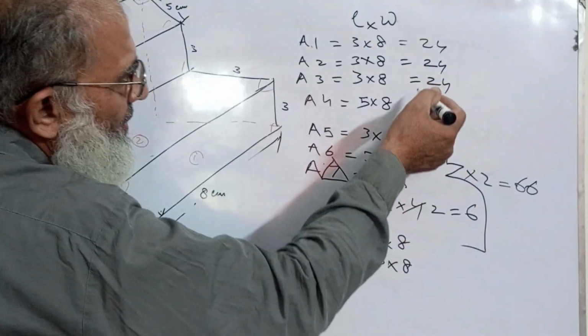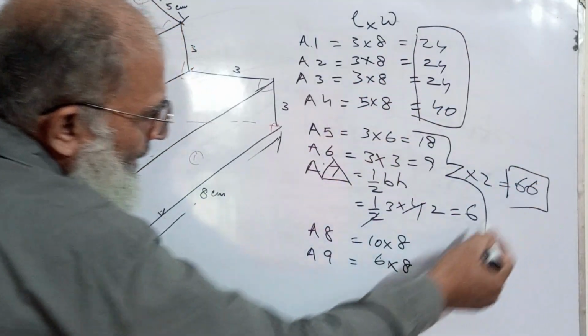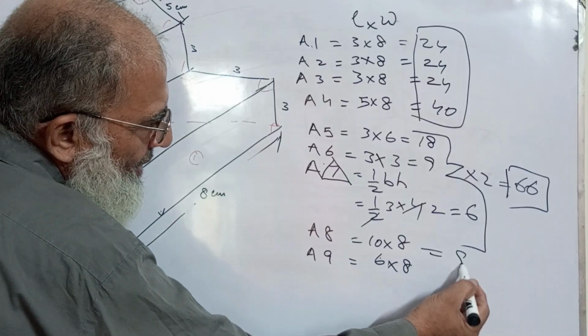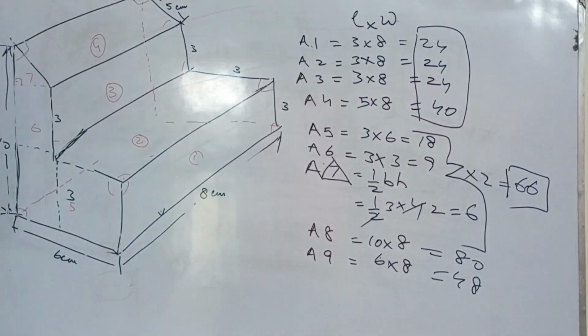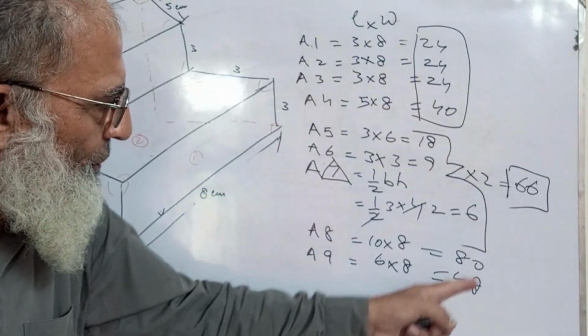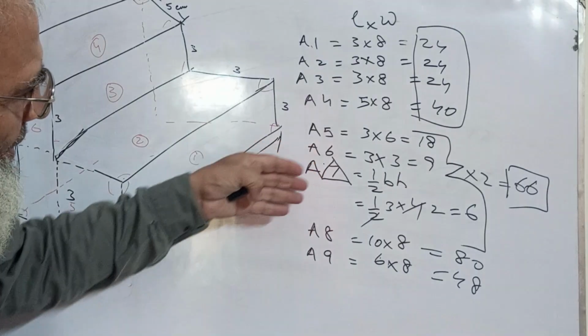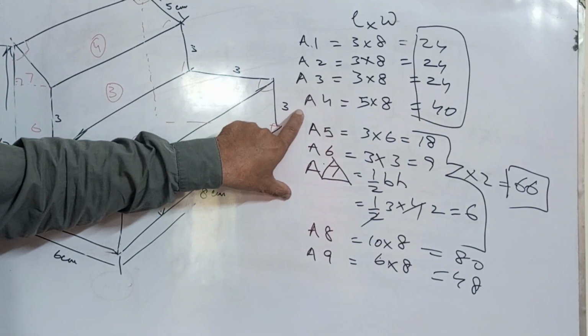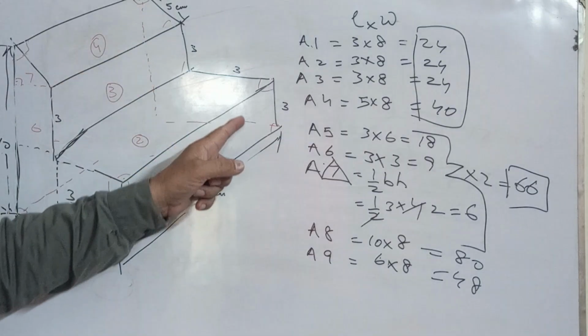Now keep all the answers. These are the answers. And again these are the answers. 80 and 48. Now how many answers do we have? 1, 2, 3, 4, 5, 6, 7 answers. And in this 7, there are 3 of this side and 3 of this side.